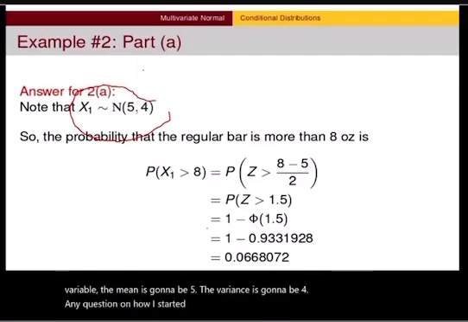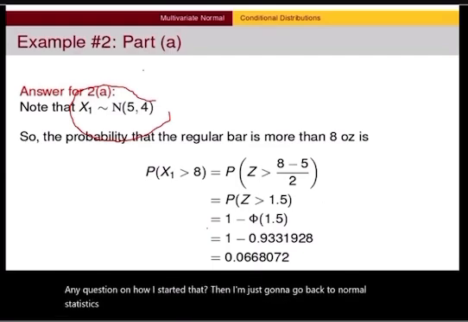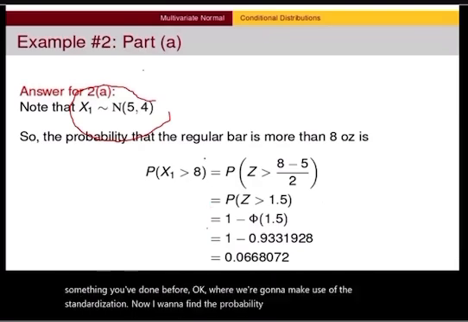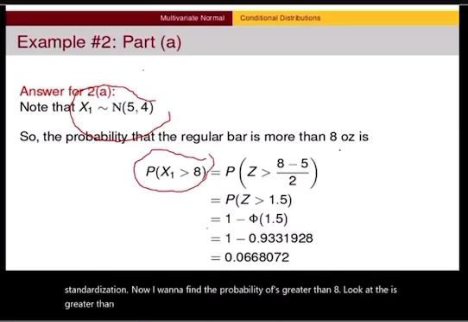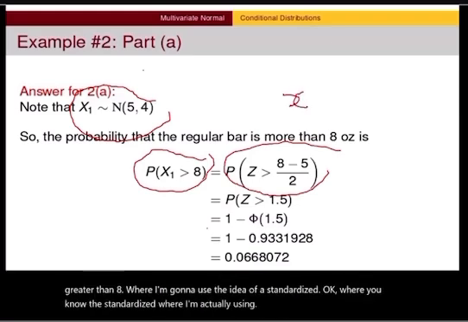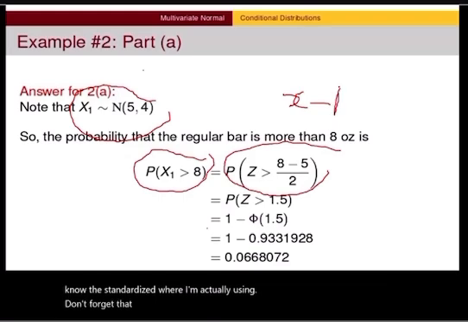Then I'm just going to go back to normal statistics class where we want to figure out the probability associated, something you've done before, where we're going to make use of the standardization. Now, I want to find the probability of X greater than 8. Look at that, X greater than 8, where I'm going to use the idea of standardization, where I'm actually using X, don't forget that, minus mu, over standard deviation, something you've done before.